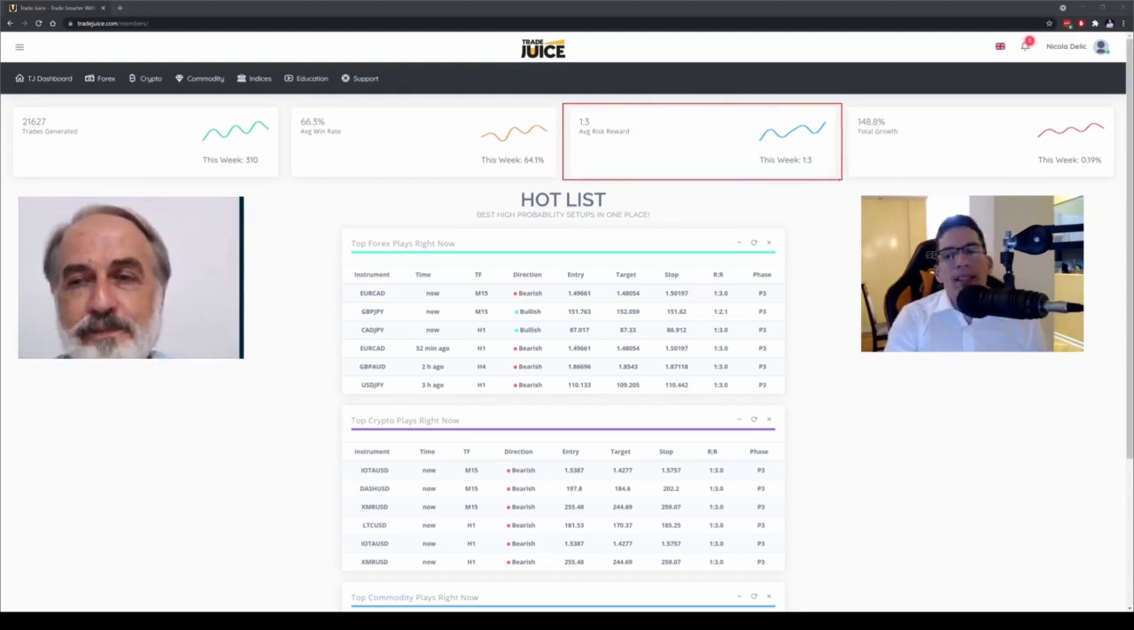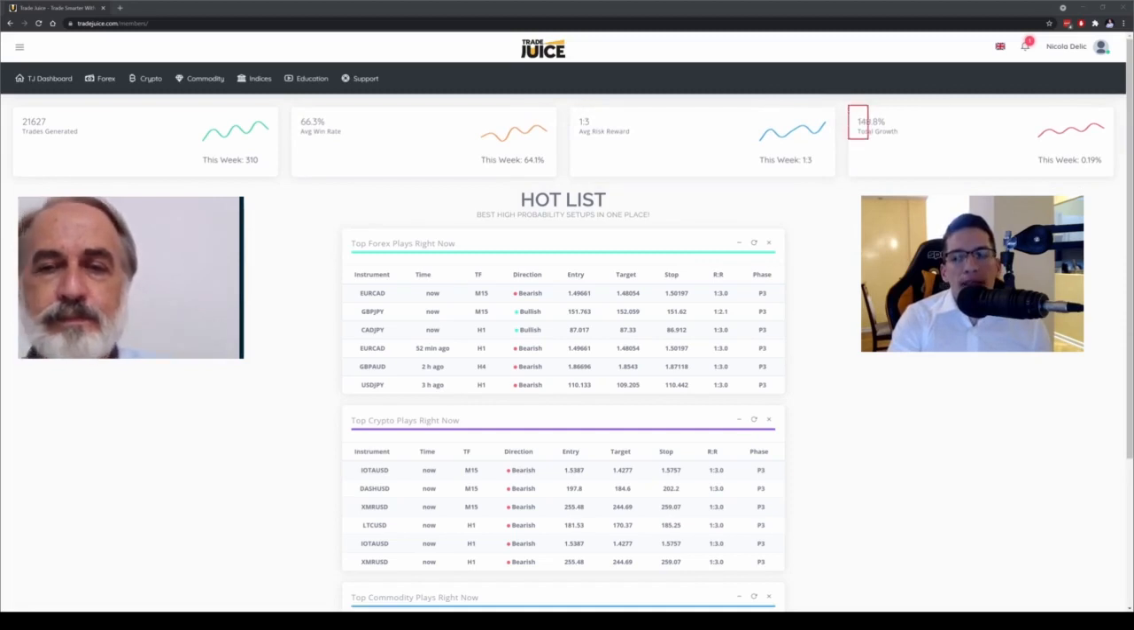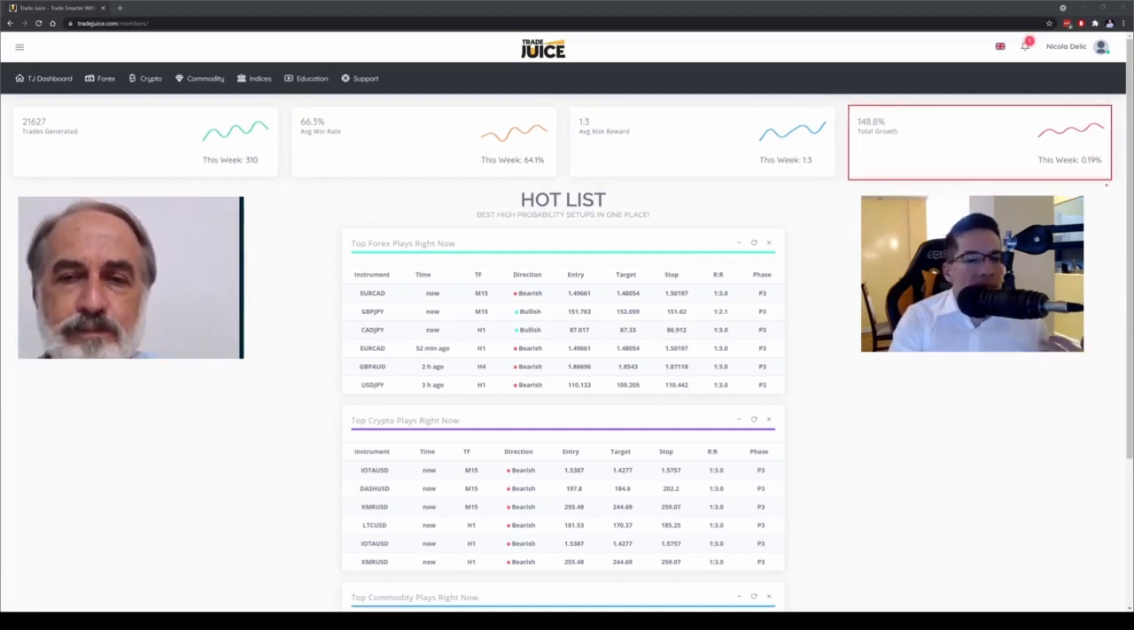Now, after it, we have the statistic of our average risk reward, and it's 1 to 3. We can easily go higher, but we decided that at the end of the day, 1 to 3 is the risk reward that is more than enough, especially with the win rate that we have, to make sure that our clients are in profit. And the final part is the total growth. So all the trades that we took, it's over 148% in profit. Is for over a year period.